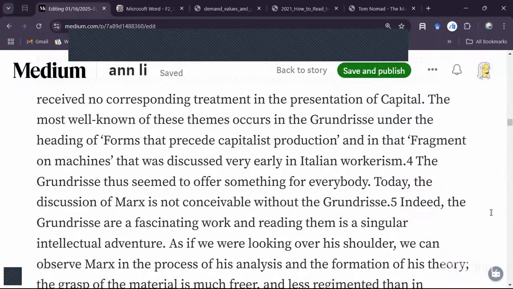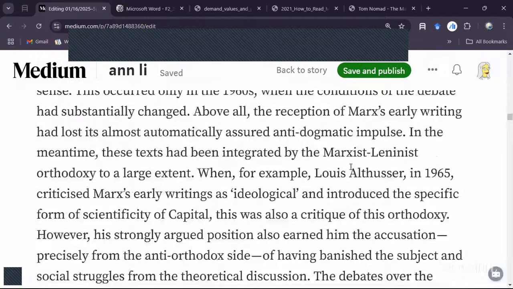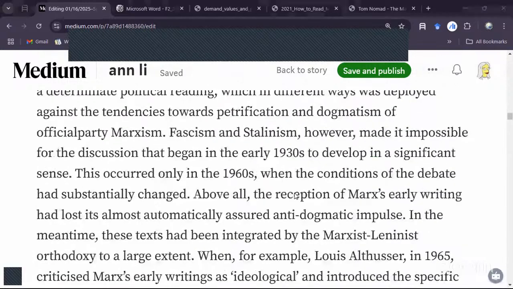Today, the discussion of Marx is not conceivable without the Grundrisse. Indeed, the Grundrisse are a fascinating work, and reading them is a singular intellectual adventure. Anyway, so you can read this further on, and I have obviously run over my time and run over your attention. So I'm going to stop here and see whether there's any comments, interventions, brickbats.